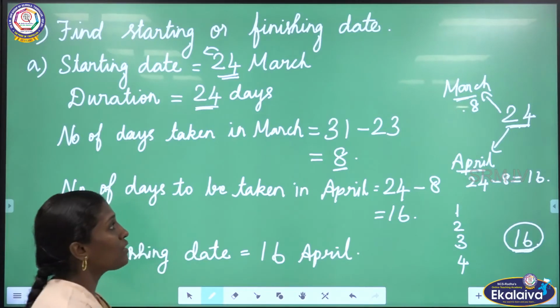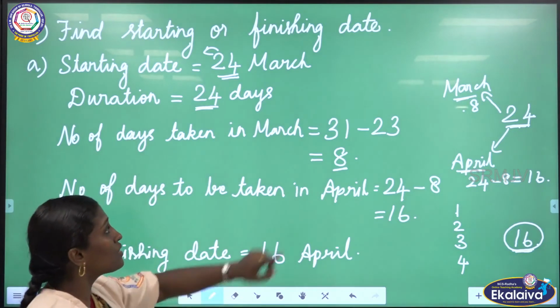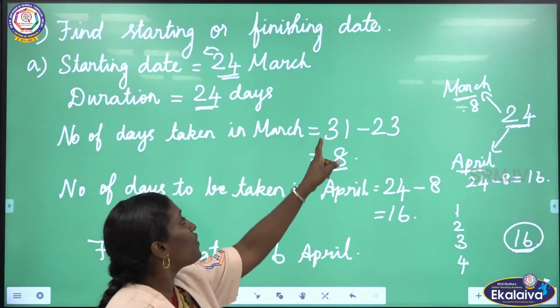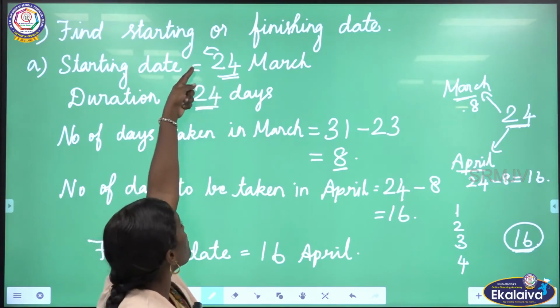Is it clear, children? First we are finding the number of days taken in March, the first given month. For that, from the total number of days in March, we are subtracting the before date.